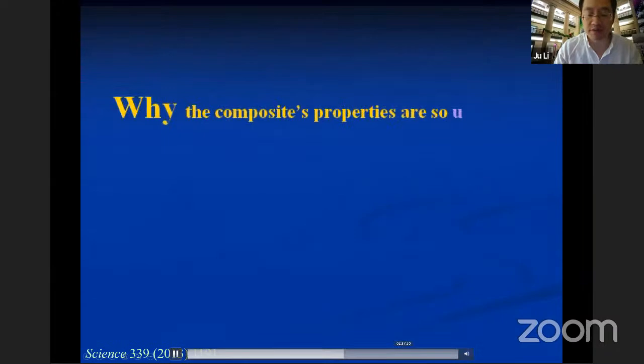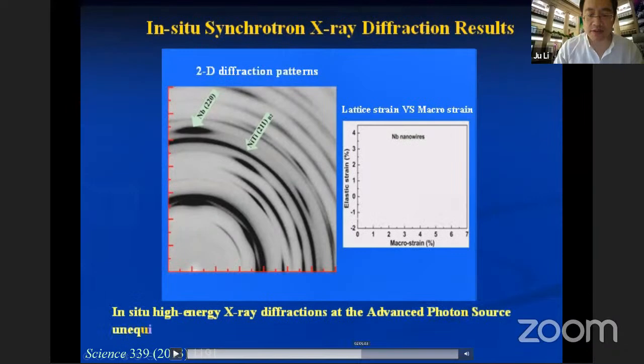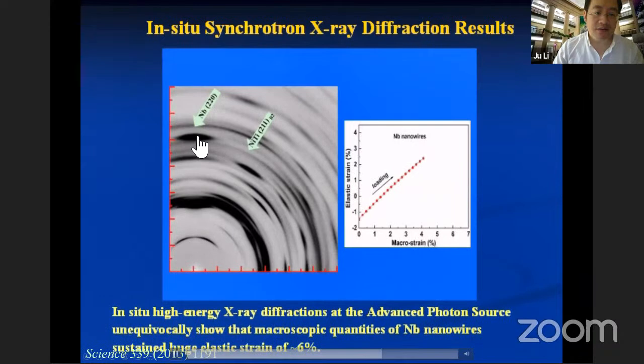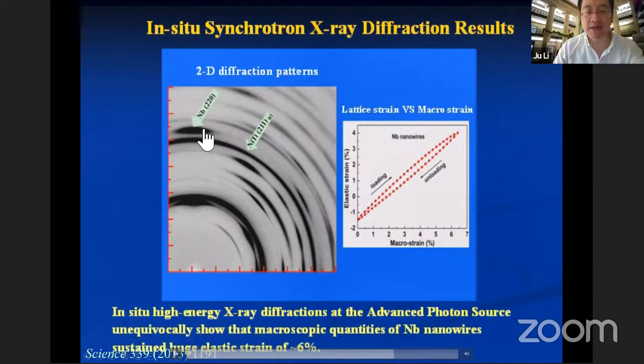And I just want to show this. So this is synchrotron diffraction. So when we change the macro wire strain, this is the BCC niobium 220 peak. In the reciprocal space, it really shifted inward. I've never seen anything like this before. It's reversible, tens of thousand cycles. And this is basically saying that the BCC niobium lattice constant indeed has a true strain of 6%.